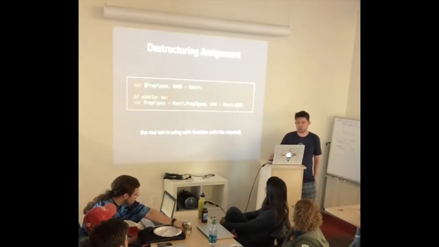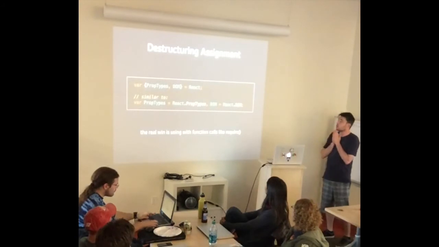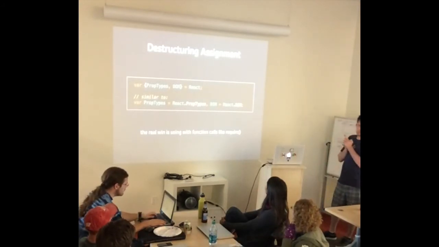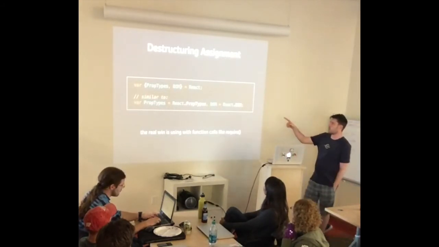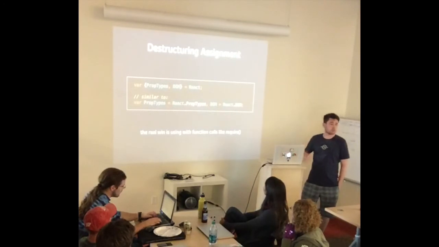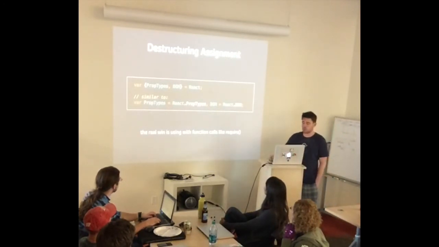And then destructuring assignment is really cool because that probably looks the weirdest to everybody, but what it is is making multiple var declarations that destructure the thing you're assigning it from. That's a bad explanation. Basically what it means is it takes an object and pulls properties off of it and puts them into local variables, just for convenience. So the top one is equivalent to the bottom one, which is longer.